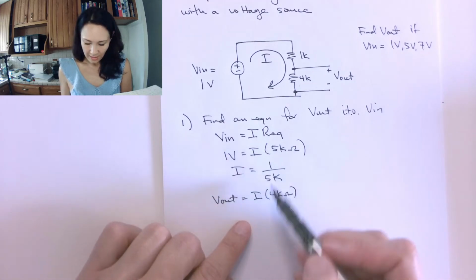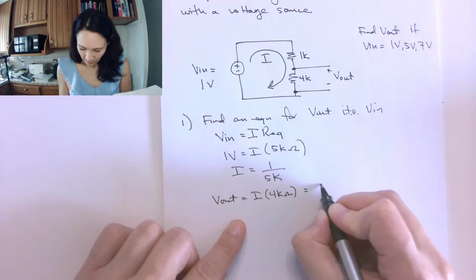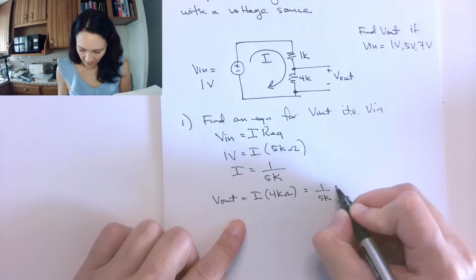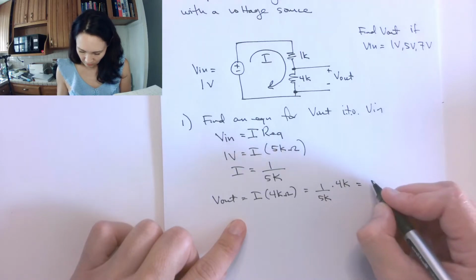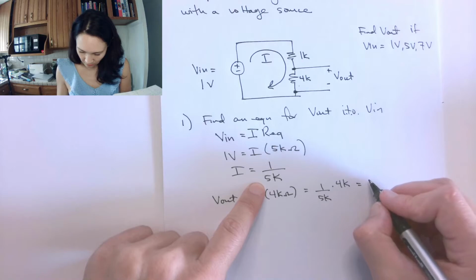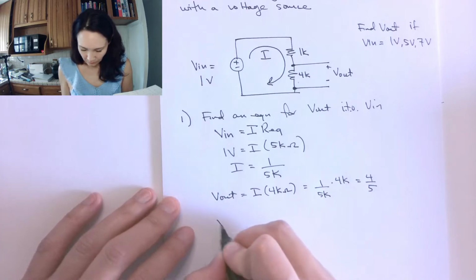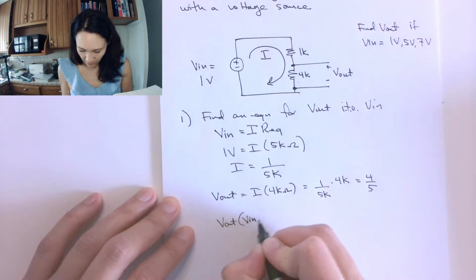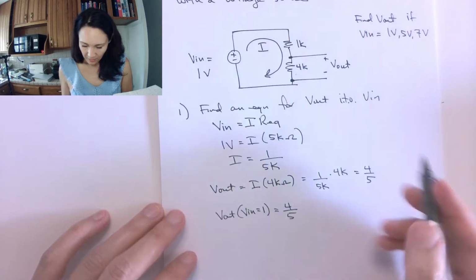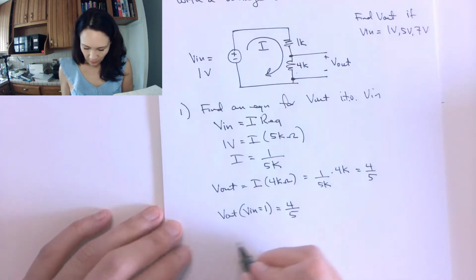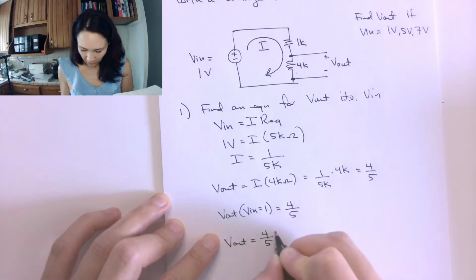Okay, so then this I is the same as this I since this is a series circuit. So I can write this as 1 over 5K times 4K, and this should be 4 over 5. Okay, great. So this means that my V out in terms of a V in being 1 is equal to 4 over 5. If I were to write my general equation, it would be V out is equal to 4 over 5 times V in.